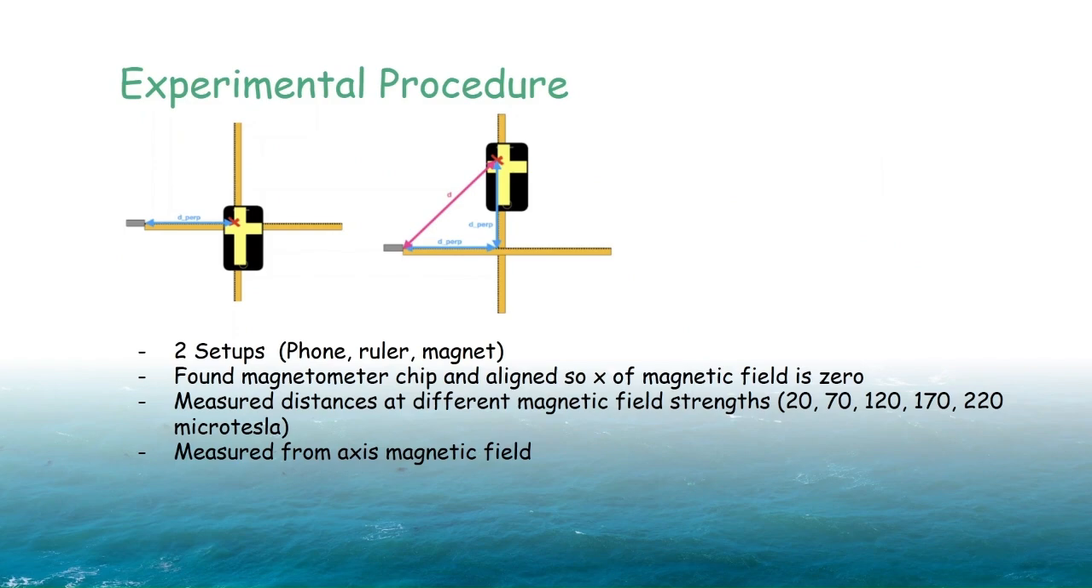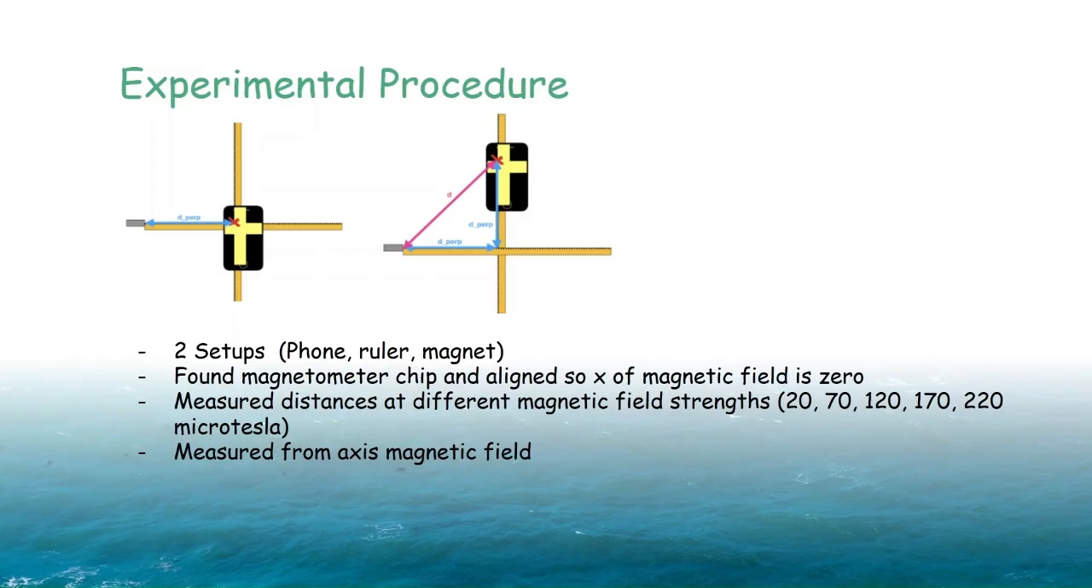Going into the experimental procedure, we had two setups which consisted of a phone, a ruler, and a magnet. And we used a magnetometer app on the phone called PHYS, and by aligning the phone so that the x component is 0, the magnetic field of the bar was aligned orthogonal to Earth's magnetic field, so the magnetic field of the bar magnet can be measured separately.